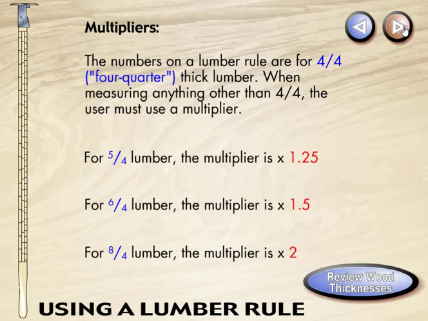Multipliers. The numbers on a lumber rule are for 4/4 or 1 inch thick lumber. When measuring anything other than 4/4 material, the user must use a multiplier. For 5/4 lumber, the multiplier would be 1.25. For 6/4 lumber, the multiplier would be 1.5. And for 8/4 lumber, the multiplier would be 2.